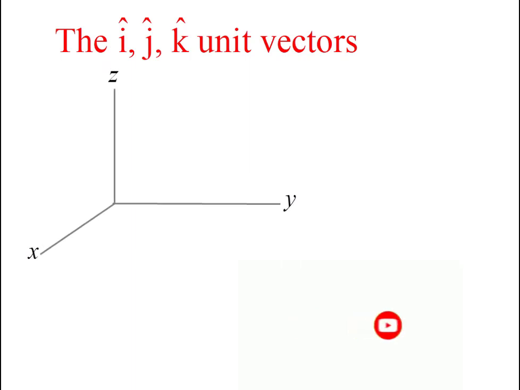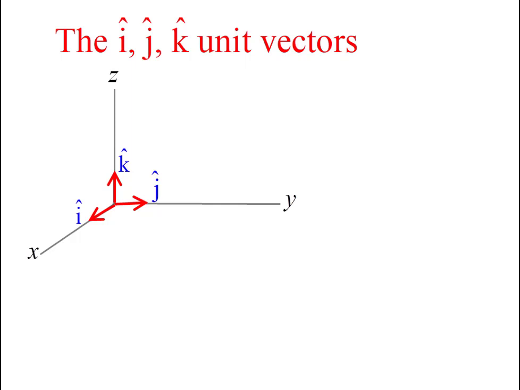The i, j, k unit vectors. Let us see the standard unit vectors, which are also called the i, j, k unit vectors. And this is the Cartesian coordinate system in 3D. And this unit vector along the z direction is called the k unit vector. And the unit vector along the y direction is called the j unit vector. And the unit vector along the x-axis is called the i unit vector. And these are called the standard unit vectors. And every unit vector has a magnitude of 1.